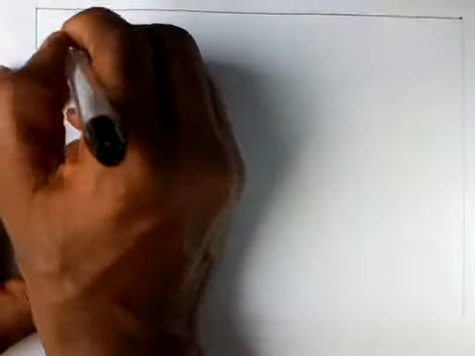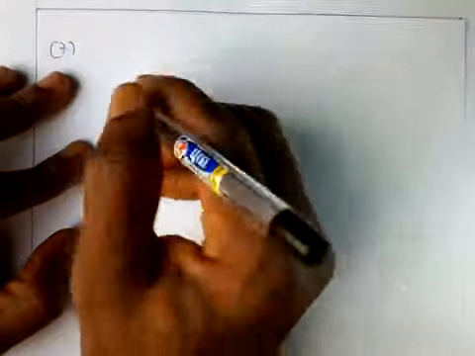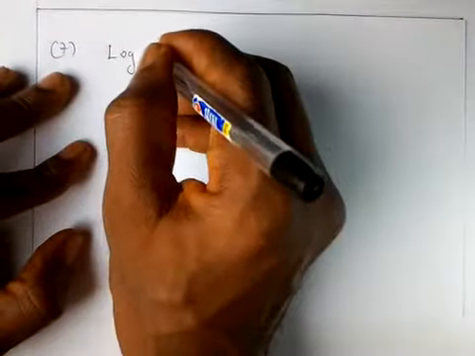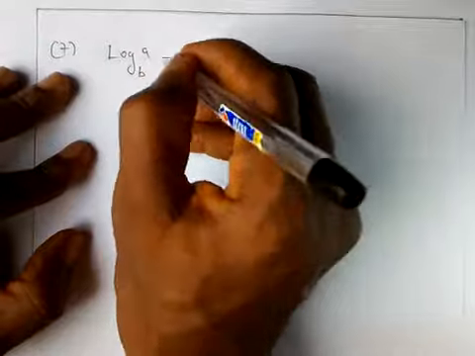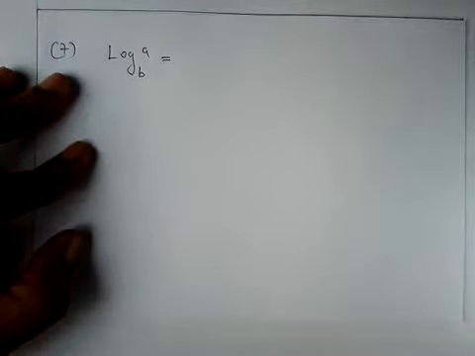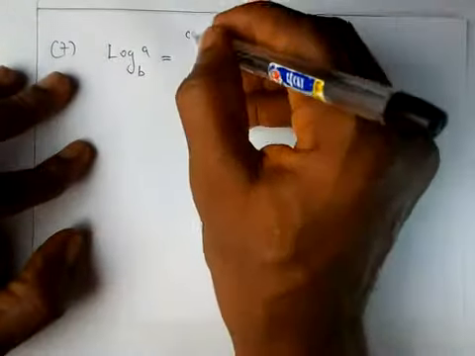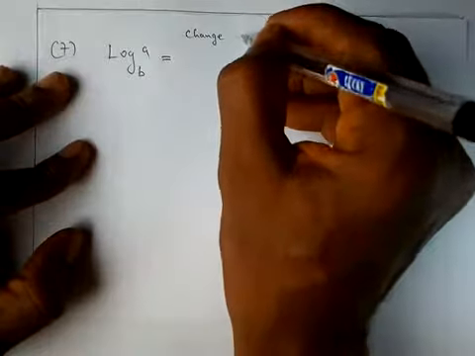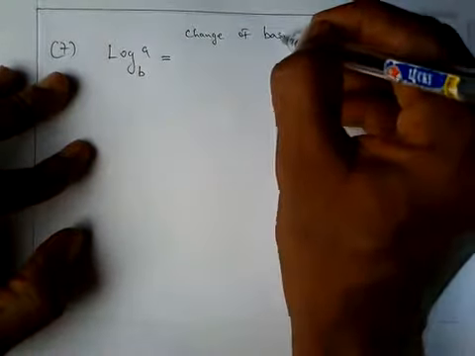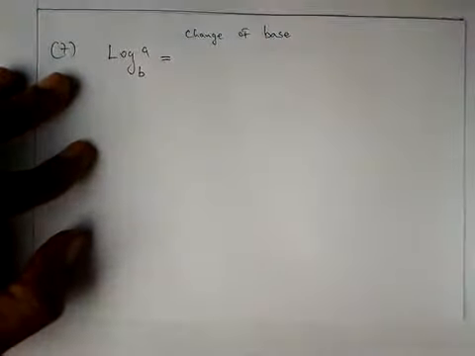Okay, that should be law 7. Law 7, we call it change of base. If you have log a to base b, and you want to change the base, we call this change of base. You can change it basically to any base.